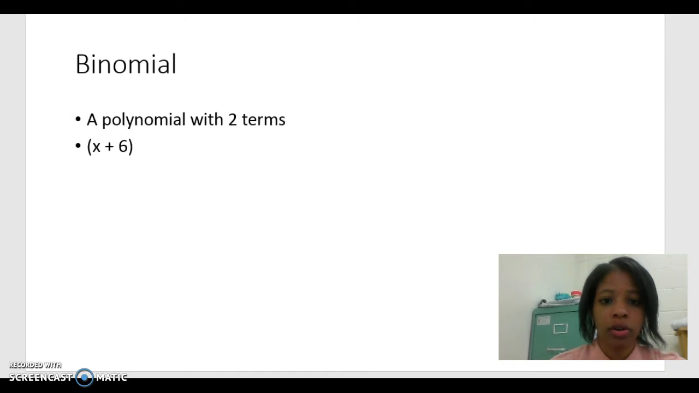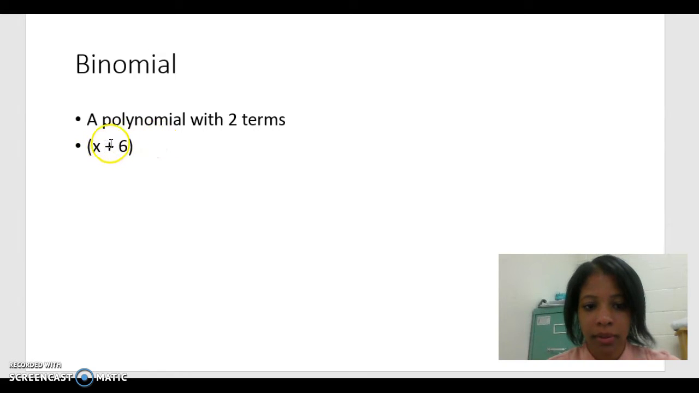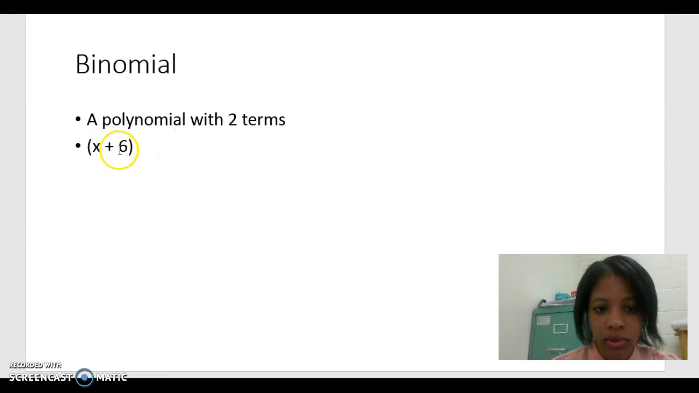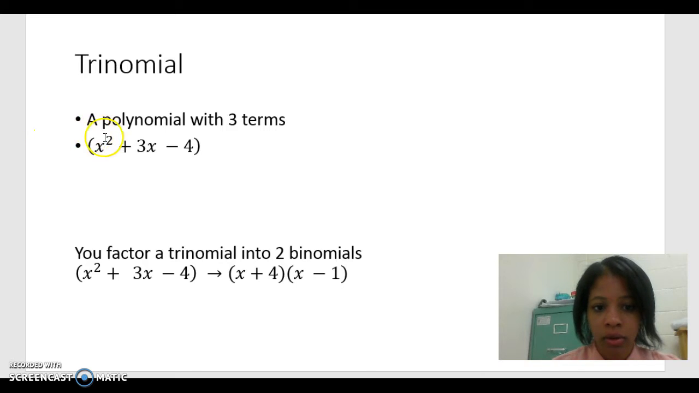Now you need to know what a binomial is. A binomial is a polynomial, which is just a set of numbers, with two terms. A term is what's separated by a plus or minus. Because it has two terms, it's called a binomial. A trinomial then has three terms. The first term is going to be squared, the second just a variable, and the third term is just going to be the number. When we're factoring now, we're factoring a trinomial into two binomials. We're going to turn this trinomial into two of these that are multiplied together.